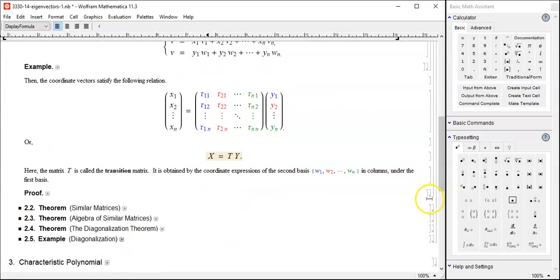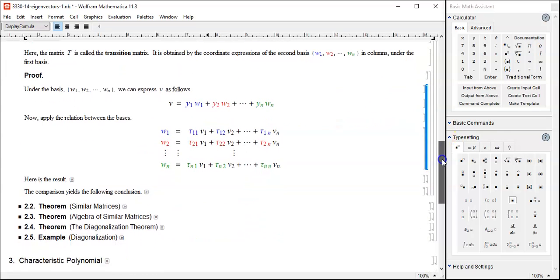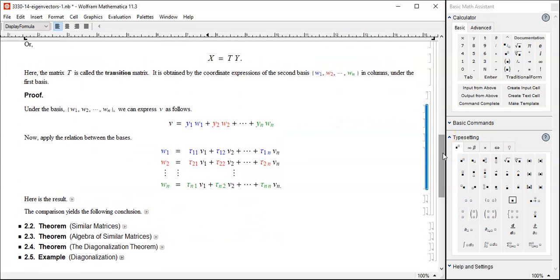Now the proof is rather technical. I'll go through it very, very quickly. If you follow, great. If you don't, that's okay. You can just move on. v can be written as a linear combination with respect to the w's like this, y1 w1 plus y2 w2, and so on. And each w can be written as a linear combination of v1 through vn. So plug this W1 over here, plug this W2 over there, and so on, and then do your computation.